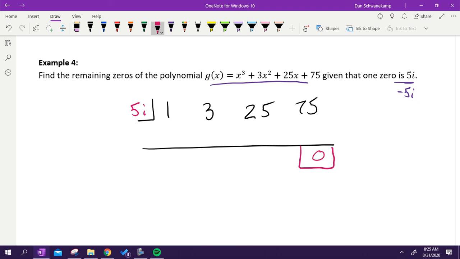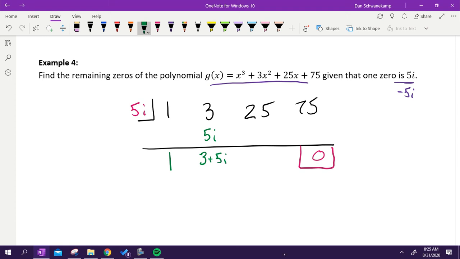Then I'm just doing synthetic division. I'm taking the 1, I'm dropping it down. I'm multiplying. 3 plus 5i. Can I add those two things together? No. That's like adding 3 plus 5x. You can't add 3 plus 5x. Those are not like terms. And so I'm going to write 3 plus 5i right there. I can't combine like terms.